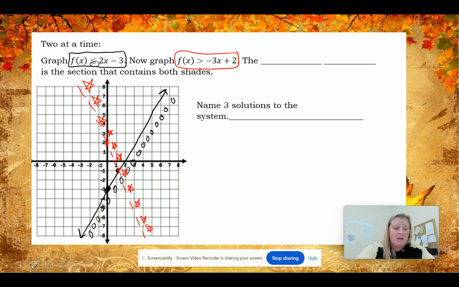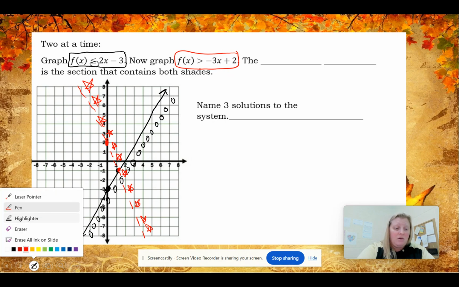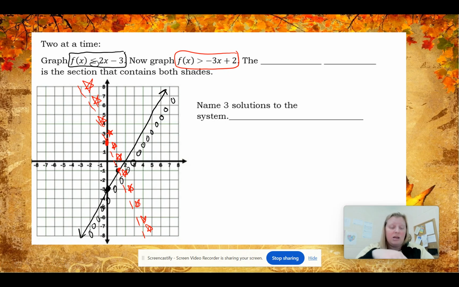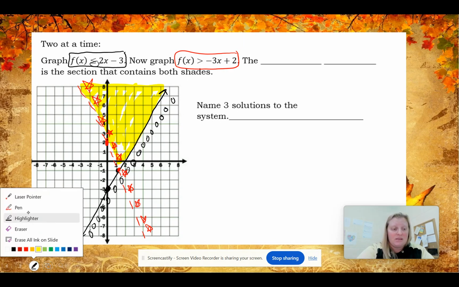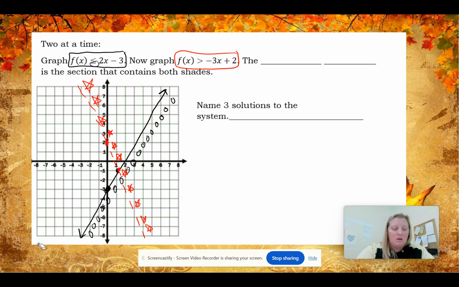So the idea is, when you go to shade, and this is why we didn't go ahead and shade anything yet, you have to pick the region that has both shapes in it, that makes both inequalities true. And just to give you an idea, now don't do this on your paper, I'm just going to show you this region here so that you can see what I see. Right, this right here, that represents a region. You'll notice there are no circles in this region, there's only stars, so that can't be the answer. It's got to have both shapes in it.